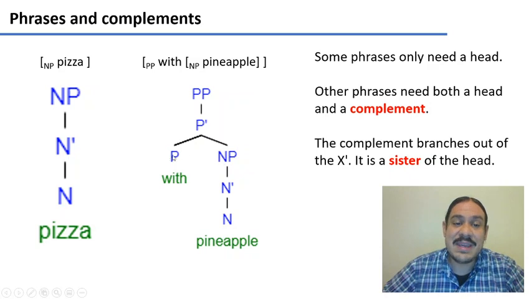Notice that this makes the head and the complement sisters. These two nodes are sisters because they have the same parent. They come from the P bar level.